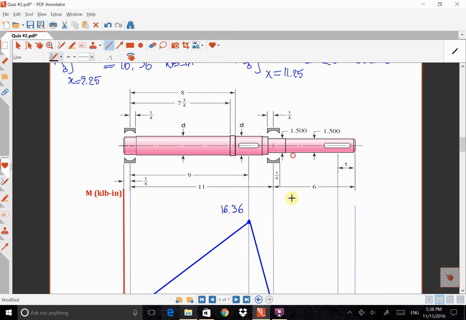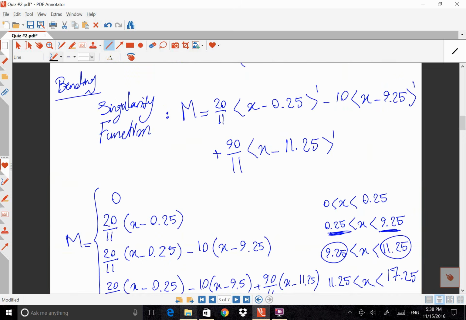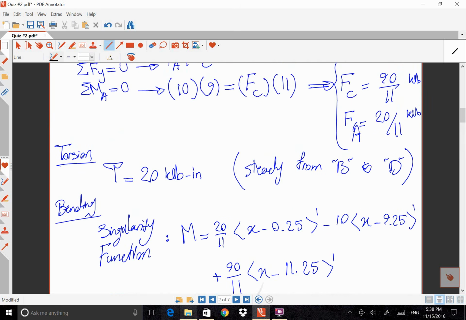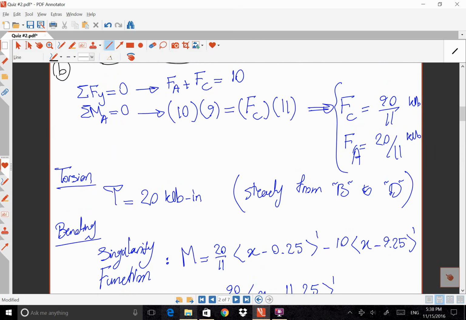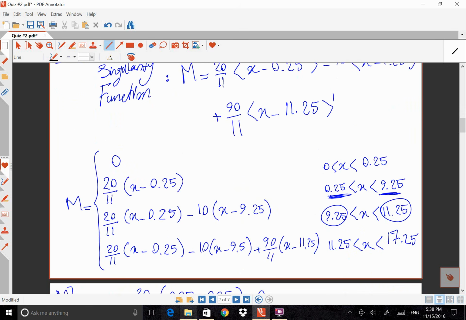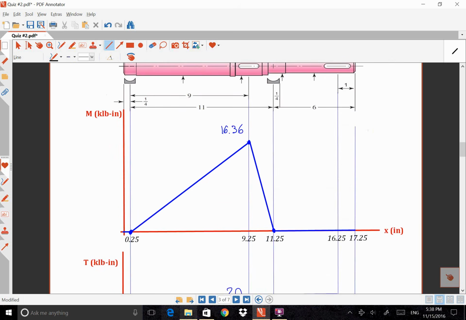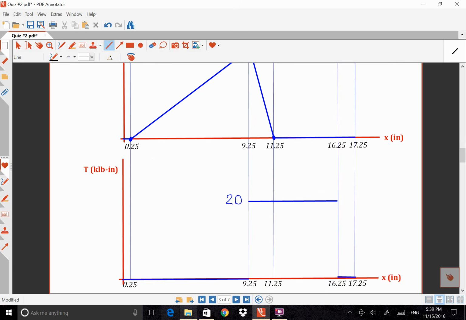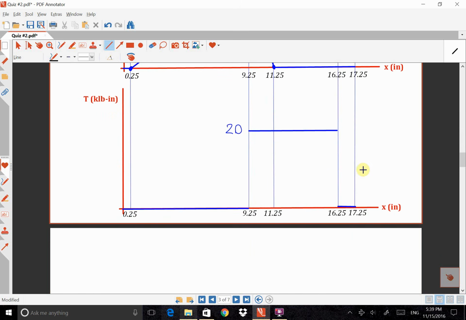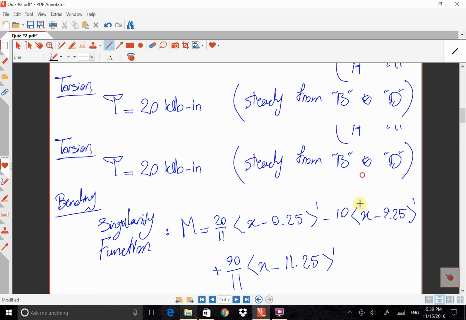And this is what I was asked in part B. In part B, I was asked to find reaction forces, torsion, and moment. But I wanted to do more, so I wrote the moment in a piecewise function, and then I drew the moment and torsion diagrams, which I wasn't asked, but I did that. So I'm going to say this is part B.